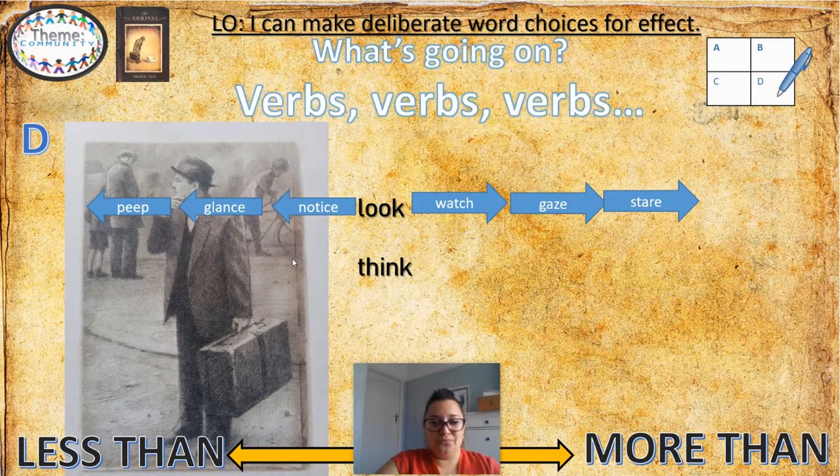Which one would you choose? What best describes our character at this point in the story? Pause the video so that you can choose your word and write your sentence.